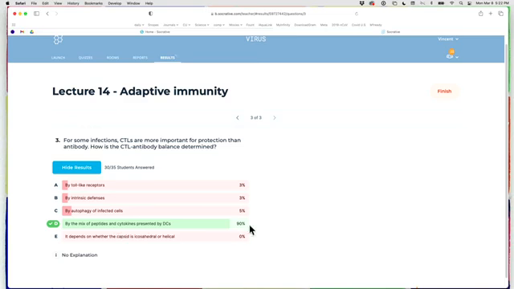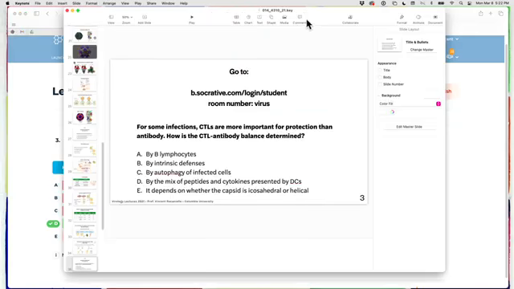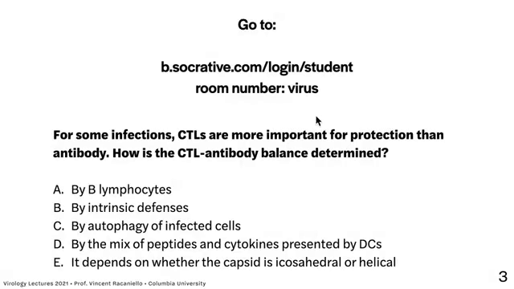I'm glad no one picked E. That's like a joke. That's a nerdy joke, I suppose. No one outside this class would laugh at it, right?